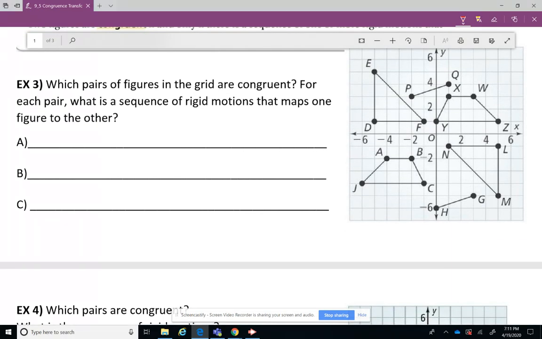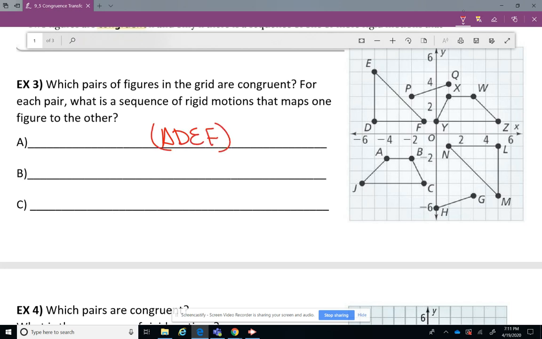All right, which pairs of figures in the grid are congruent? For each pair, what is a sequence of rigid motions that maps one figure onto the other? And it kind of depends on which one you're looking at as the original. So I'm going to start with triangle DEF.